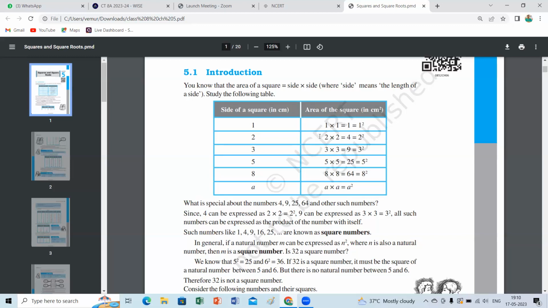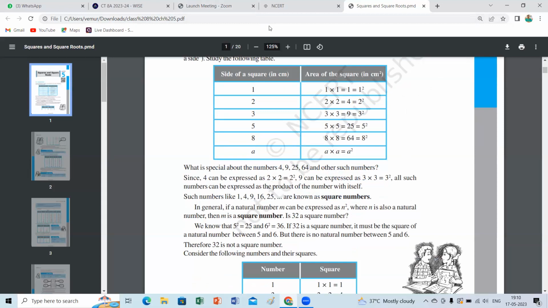8 squared means we repeatedly multiply the number twice. So that's a square, right? Side multiplied with side, so 8 squared is 64. Suppose the side is a centimeters. Area of a square is a squared square centimeters. So these are the things we are familiar with regarding squares.